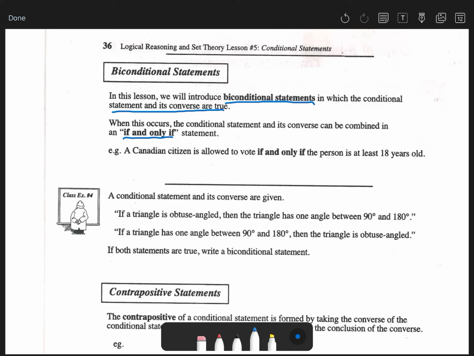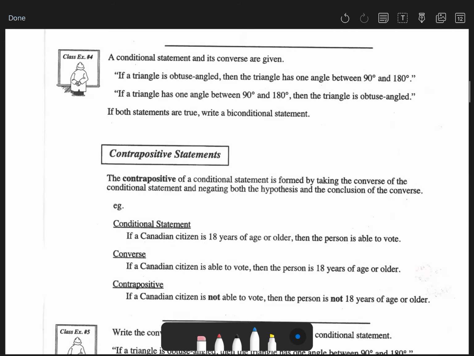Okay, so for example, a Canadian citizen is allowed to vote if and only if the person is at least 18 years old. So that goes back to our examples on the first page where I had the 2 conditional statements in the first 2 examples and they were both true. I can then write that as a biconditional statement, saying if and only if in that statement. So for example, here it reads that a conditional statement and its converse are given. So here's the conditional statement. If a triangle is obtuse angled, then the triangle has one angle between 90 degrees and 180 degrees.